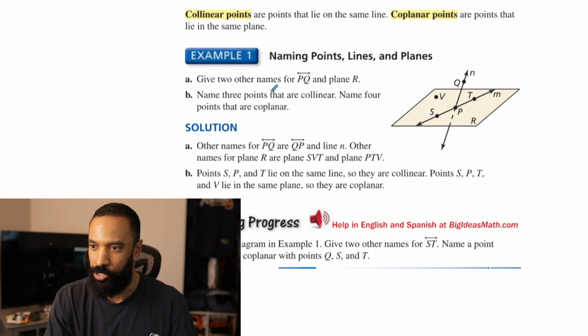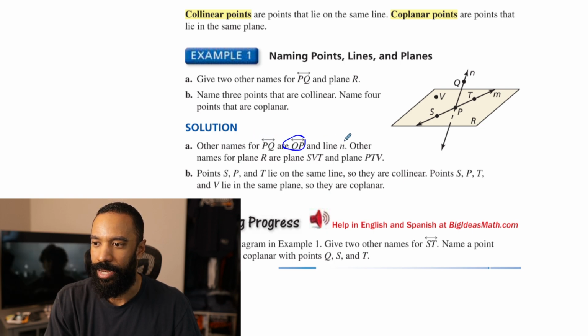So that should be these answers here. Give 2 other names right here. Other names are QP and line N.